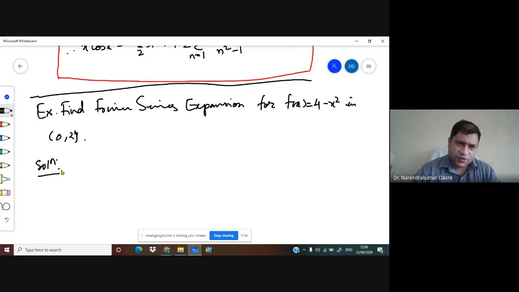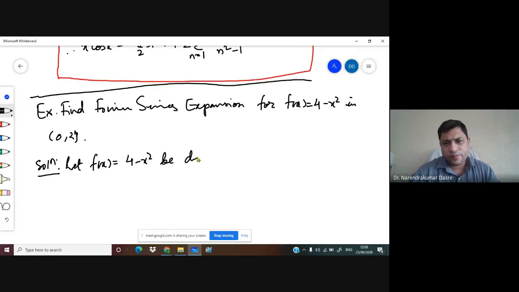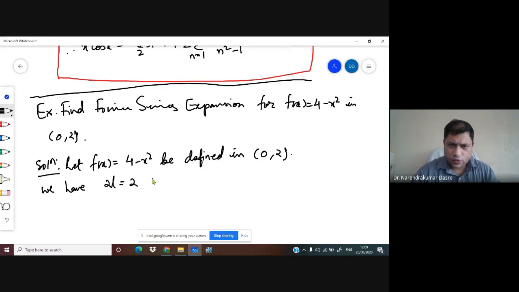So we go with the solution. f of x is equal to 4 minus x square, defined in the interval 0 to 2. So we have 2L is equal to 2 and hence L is equal to 1.